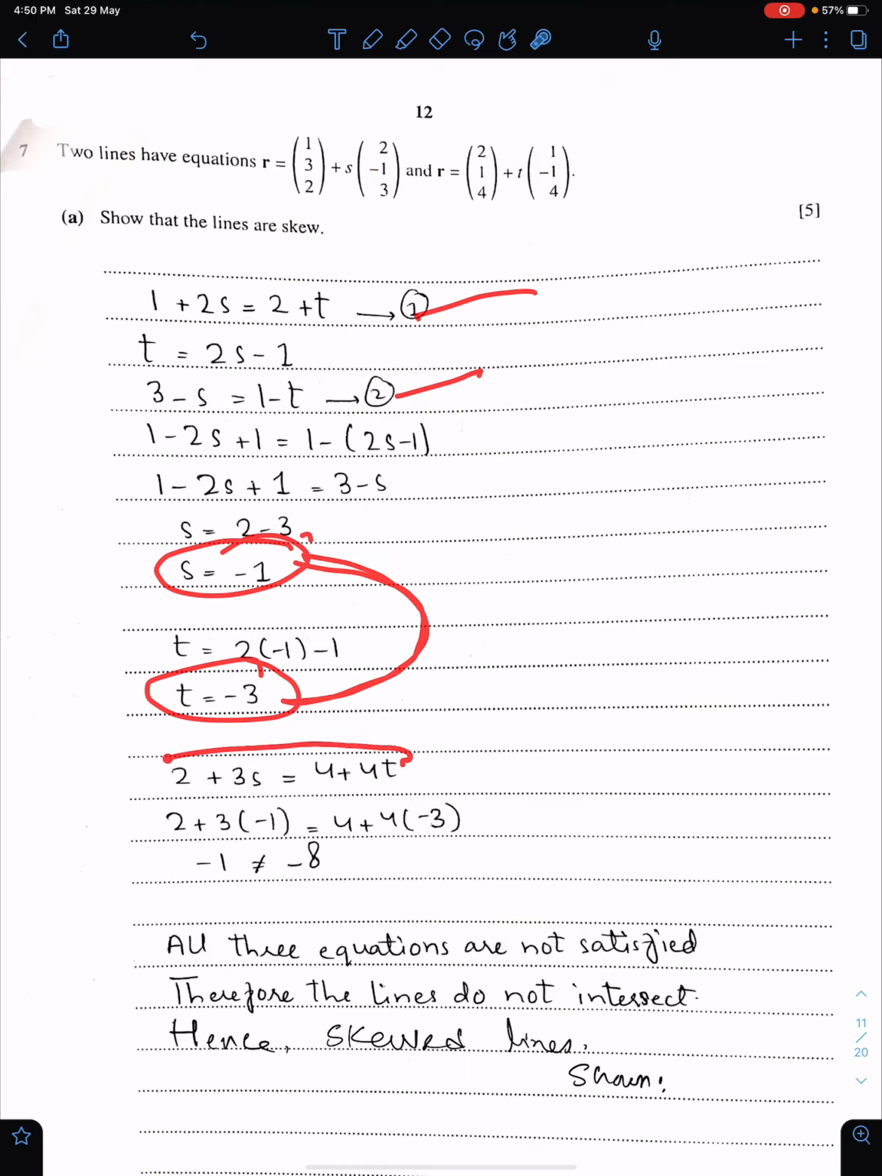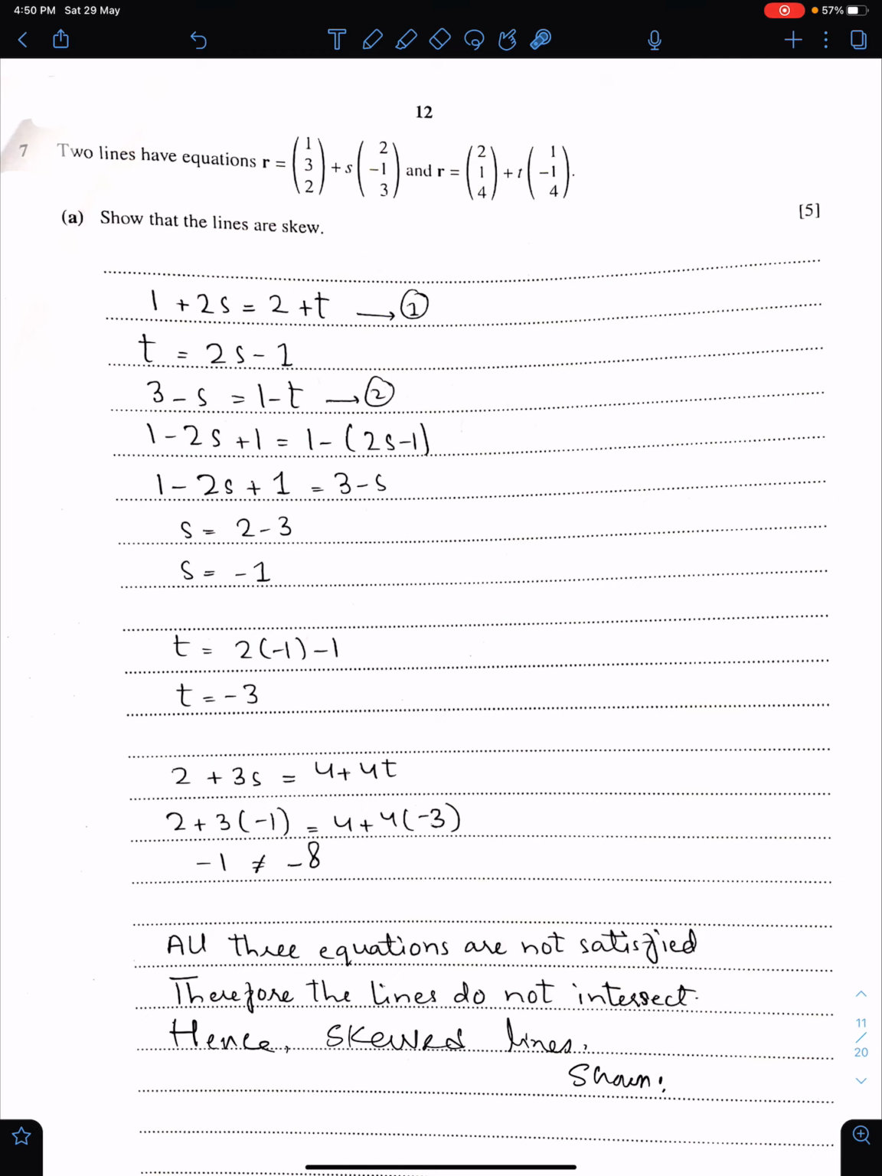We did not consider this equation while solving. So by substituting the values of s and t into this equation, we got this answer. This equation is not verified. Therefore, lines are skewed.